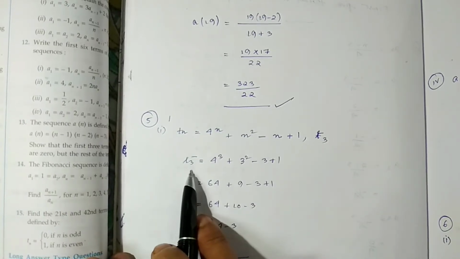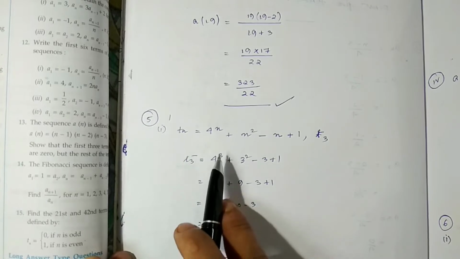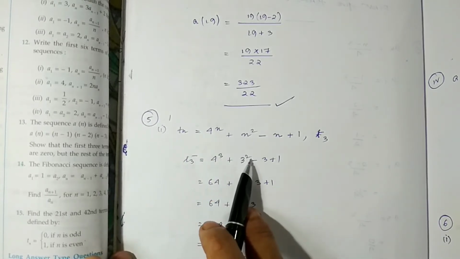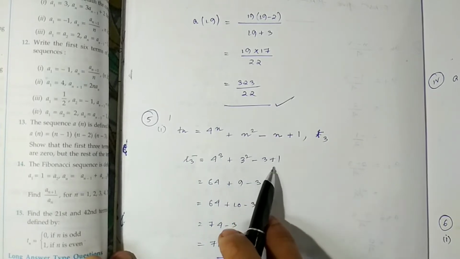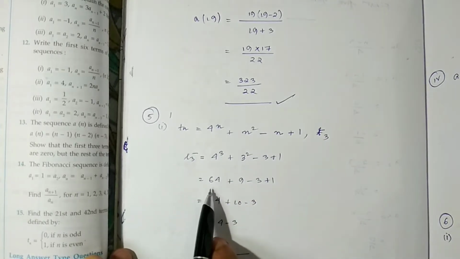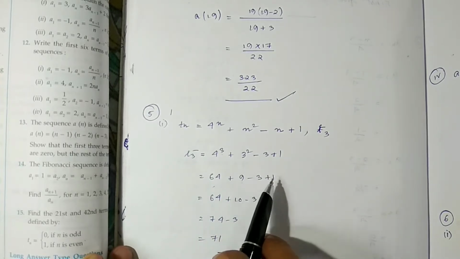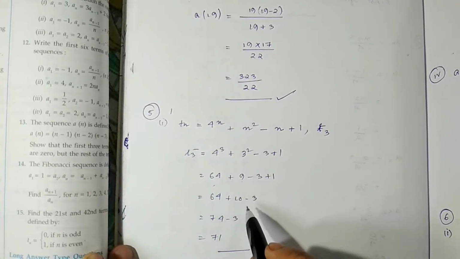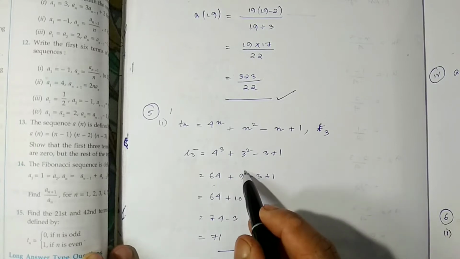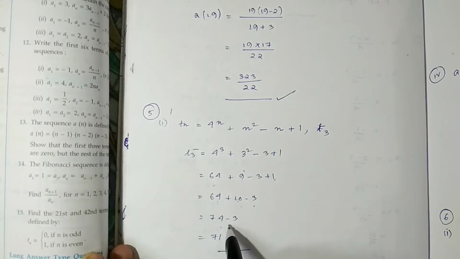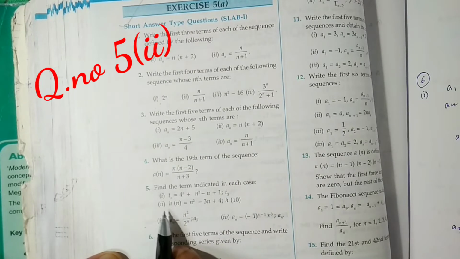So directly we can write T3 equals 4 to the power 3 (replacing n by 3) plus 3 square minus 3 plus 1. 4 cube is 64, 3 square is 9, minus 3 plus 1. Now we add all the positive numbers together. So 9 plus 1 is 10, 10 plus 64 is 74, minus 3. So we got 71.